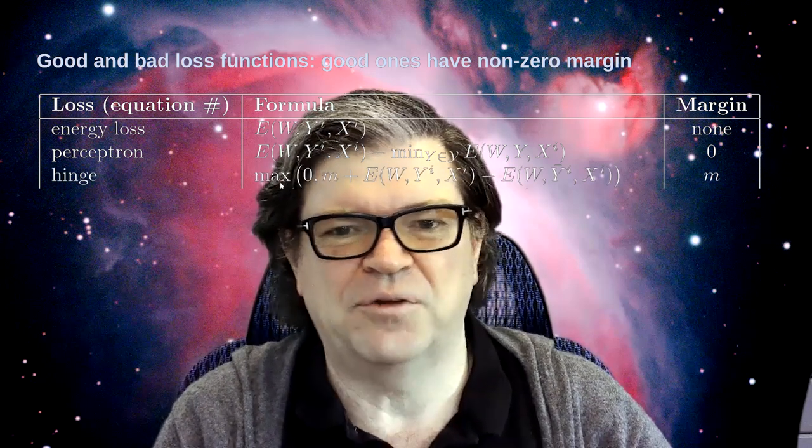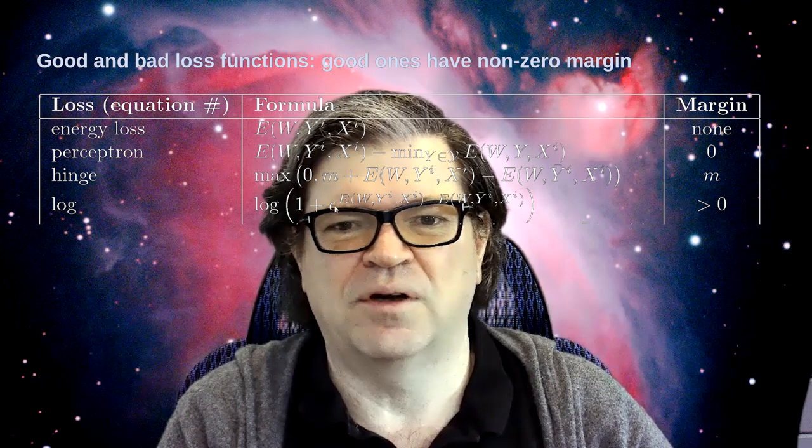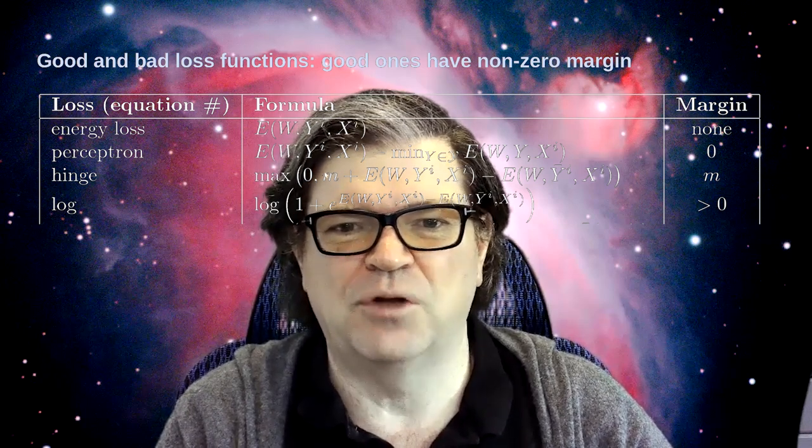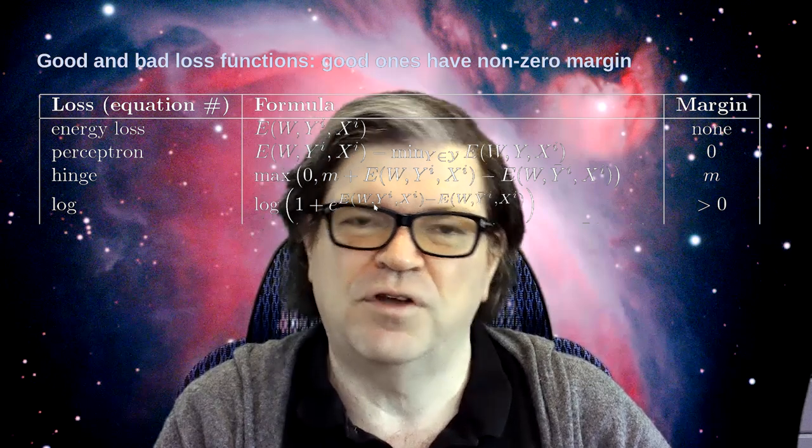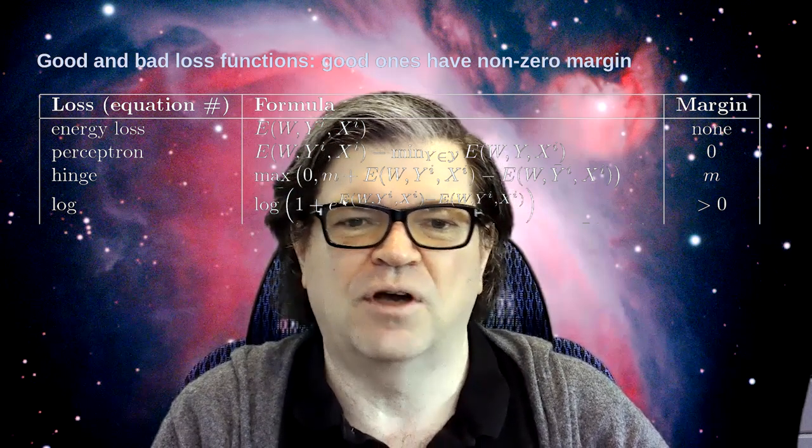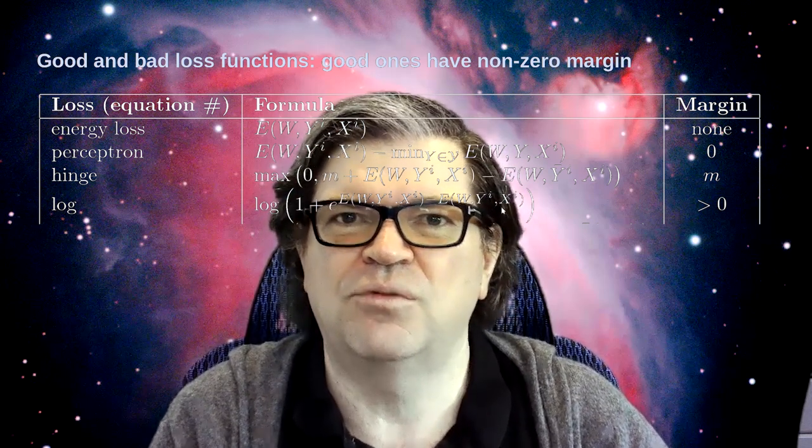Hinge, we just talked about. Here is another objective function. This one is very similar to the hinge, except it's a soft hinge. It's very similar to the kind of loss you use in logistic regression with binary output.